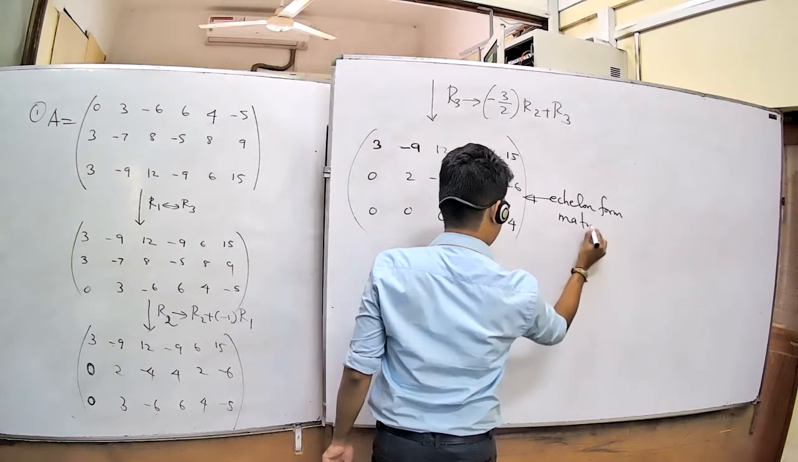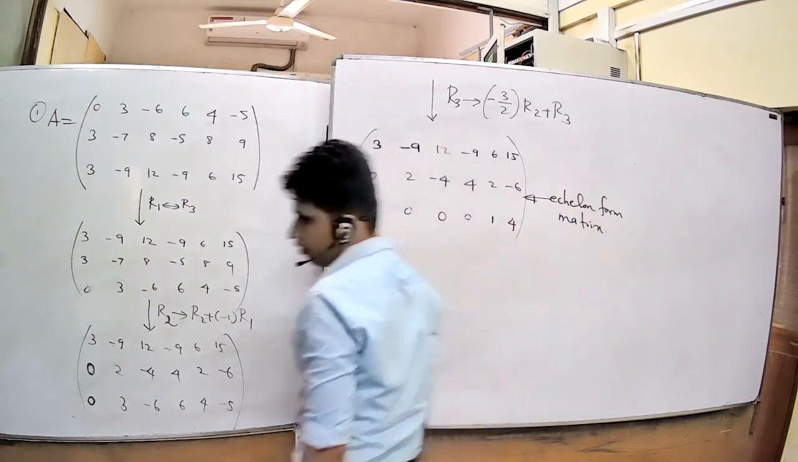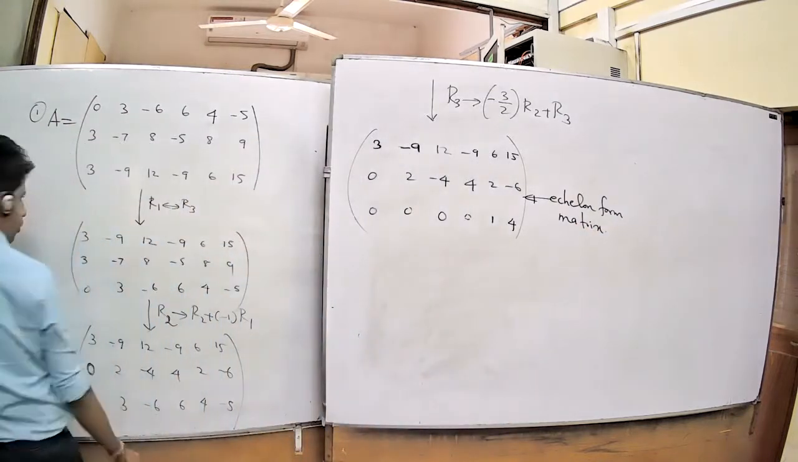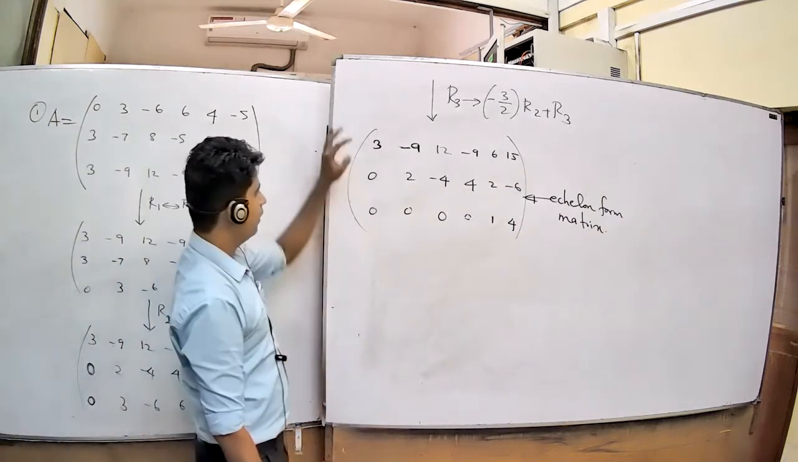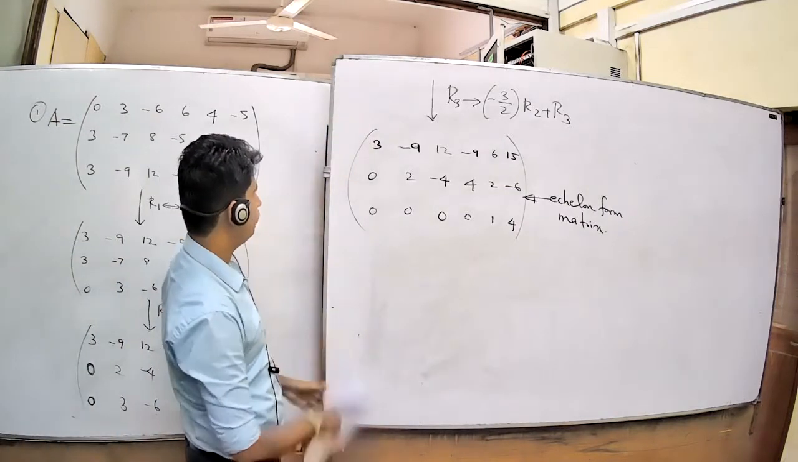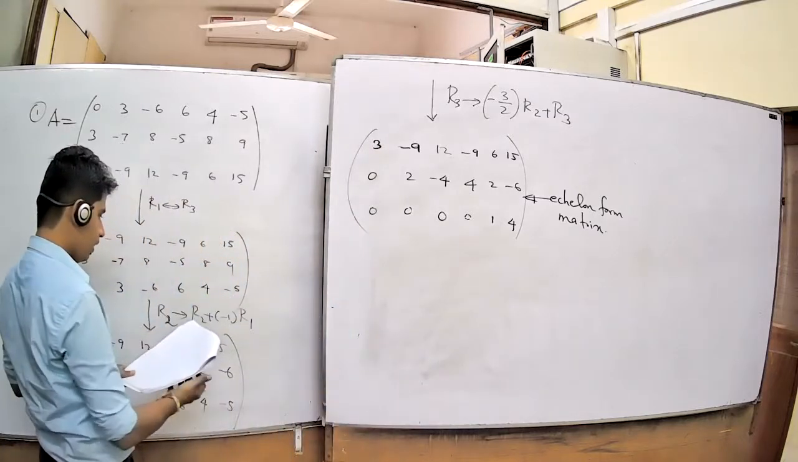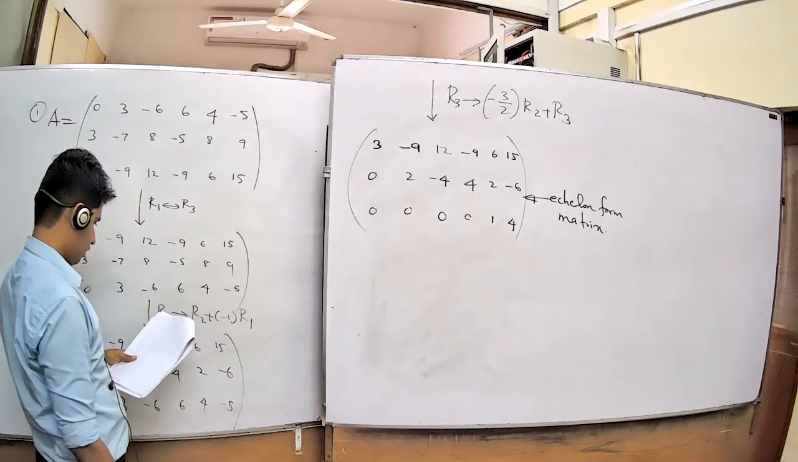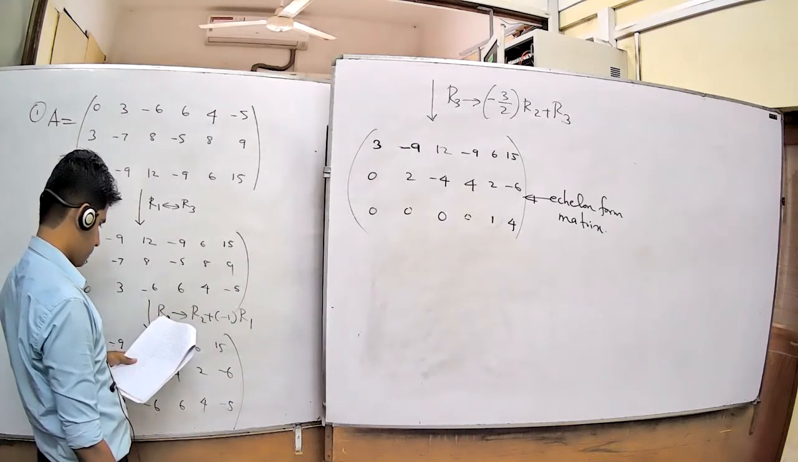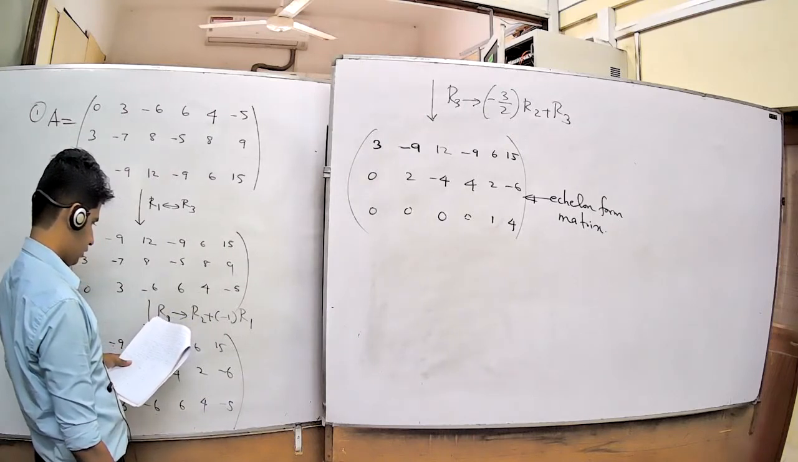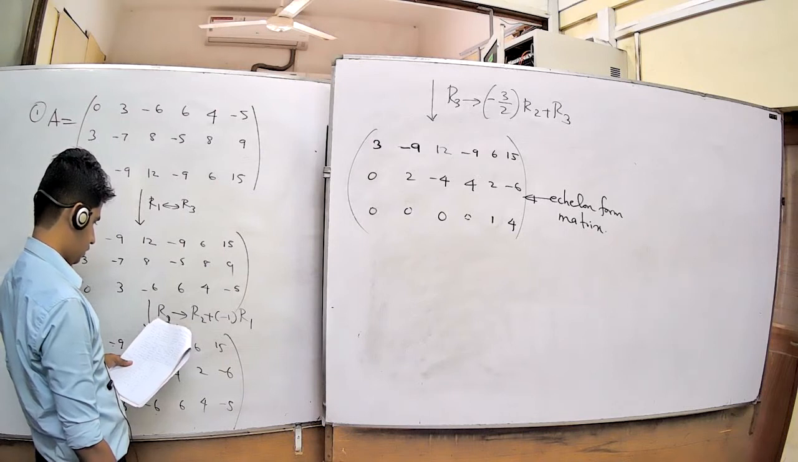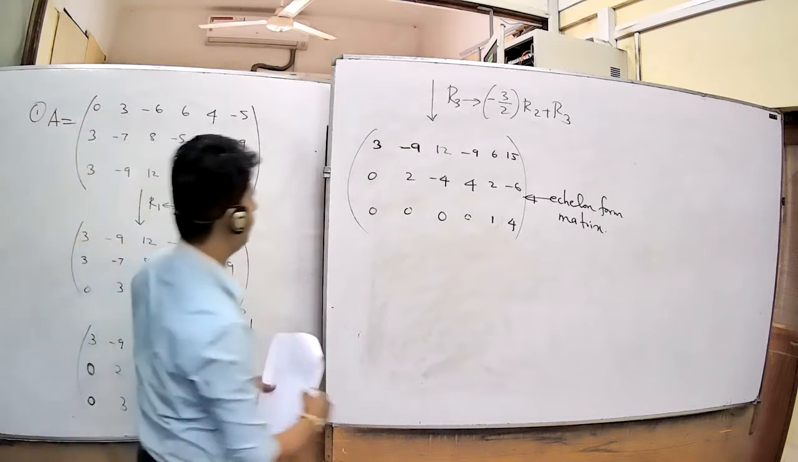Matrix. Okay, it is an echelon form matrix. Row reduced echelon form means this entry should be 0, so your leading entry should be 1 here.